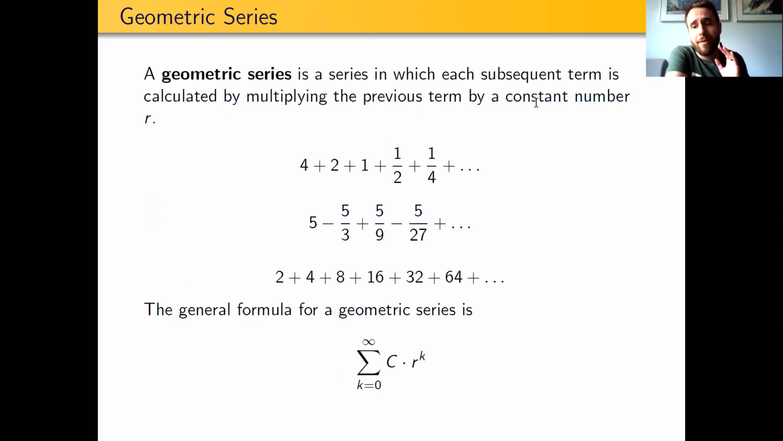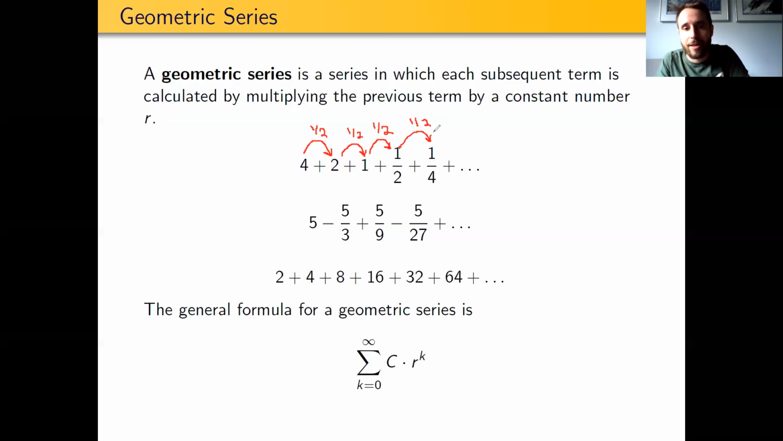Okay, I want to talk about now a very specific kind of series, a so-called geometric series. A geometric series is a series where each subsequent term is calculated by multiplying the previous term by a constant number r. So let's take this first example: 4 plus 2 plus 1 plus dot, dot, dot. Notice, in order to get from one element to the next, I am multiplying by 1/2. And in fact, it's the same constant 1/2 for every single step that I make. So to get from one term to the next, I multiply by this constant 1/2.